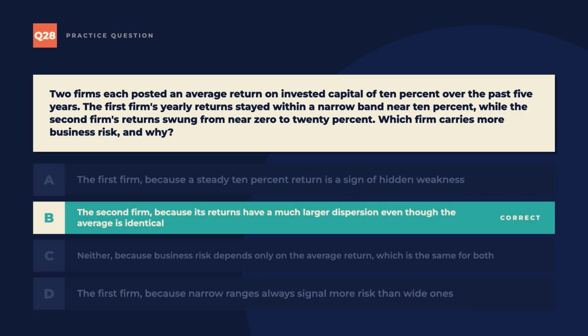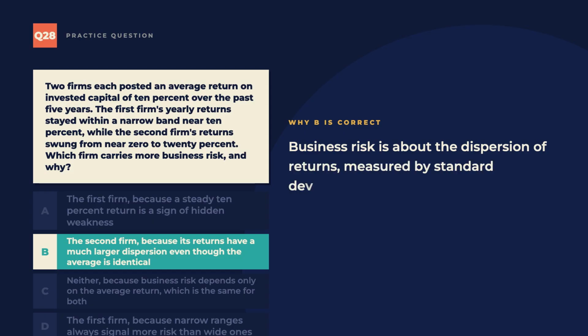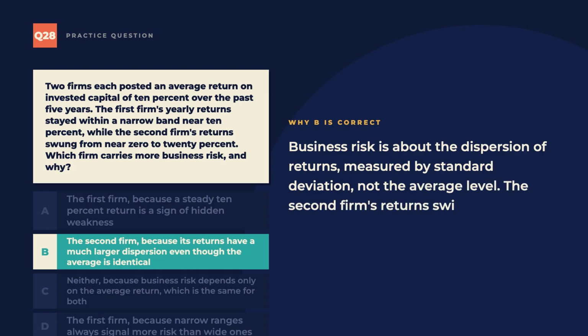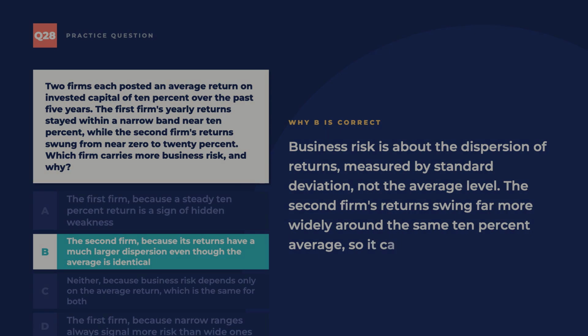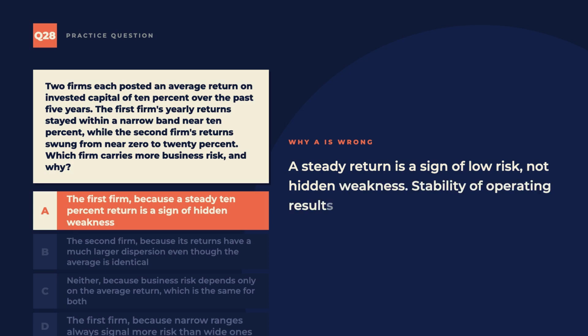The correct answer is B, the second firm, because its returns have a much larger dispersion, even though the average is identical. B is correct because business risk is about the dispersion of returns, measured by standard deviation, not the average level. The second firm's returns swing far more widely around the same 10% average, so it carries materially more business risk. A is wrong because a steady return is a sign of low risk, not hidden weakness. Stability of operating results is exactly what low business risk looks like.